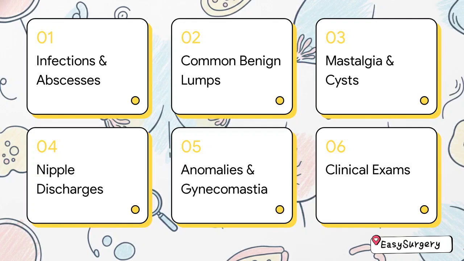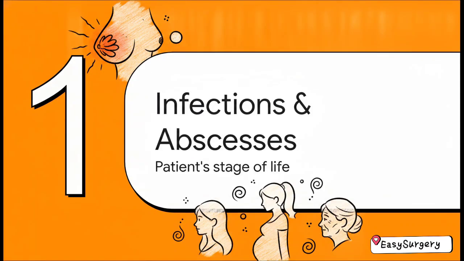Let's just dive right in. Here's our roadmap. We're organizing this whole thing into 6 logical buckets: breast infections and abscesses, common benign breast lumps, mastalgia and breast cysts, navigating nipple discharges, anomalies and gynecomastia, and finally, clinical examination essentials. Starting with Section 1, breast infections and abscesses.